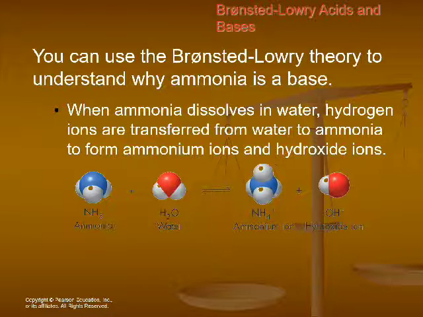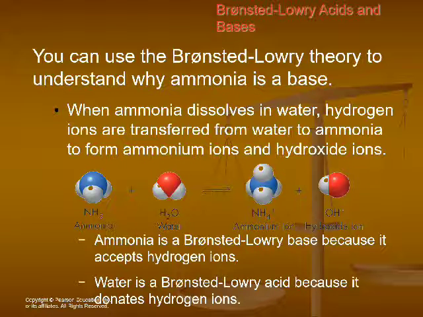You can use the Bronsted-Lowry theory to understand why ammonia is a base. When ammonia dissolves in water, hydrogen ions are transferred from water to ammonia to form ammonium ions and hydroxide ions. Ammonia is a Bronsted-Lowry base because it accepts hydrogen ions. Water is a Bronsted-Lowry acid because it donates hydrogen ions.